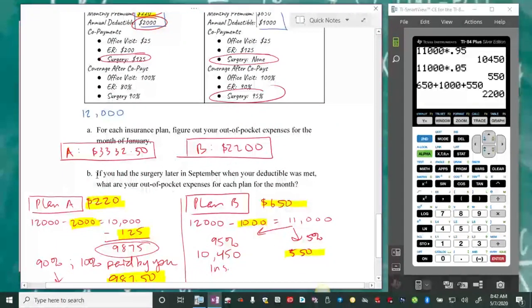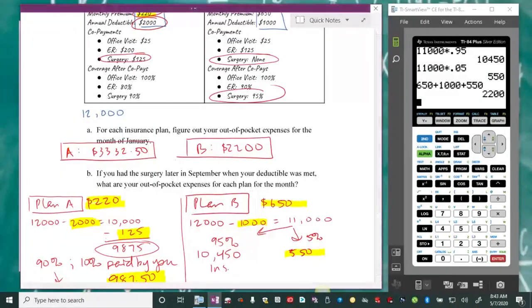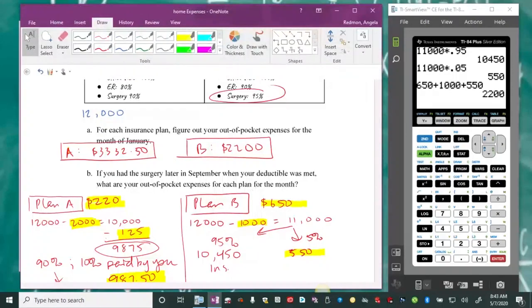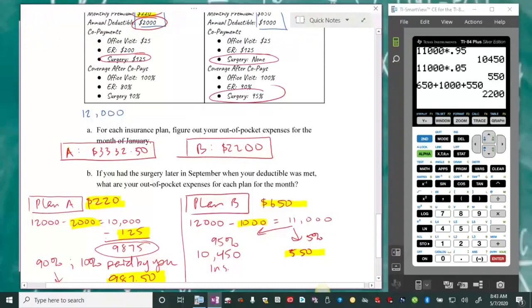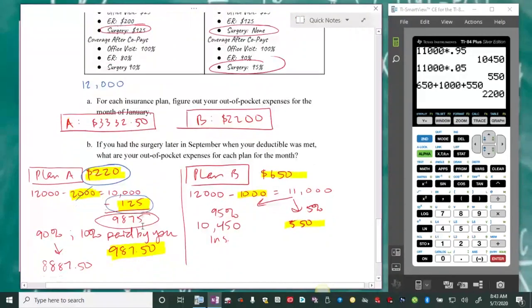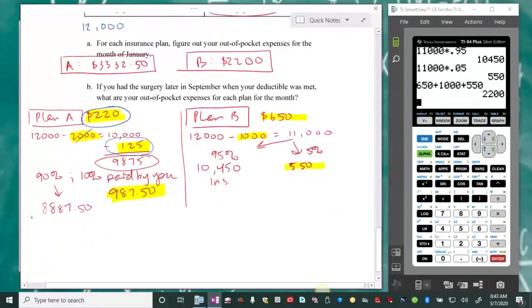Okay, Part B. If you had the surgery later in September when your deductible was met, now what would your out-of-pocket expenses be for the month? So as I go through these, let me go ahead and grab a blue pen. I'm going to mark what I would still need to pay. So for Plan A, I would still need to pay the monthly premium. I would no longer be paying the deductible. I would still be paying the $125, but it would change my balance. So I'm going to recompute this guy. I'll do this in blue down below.